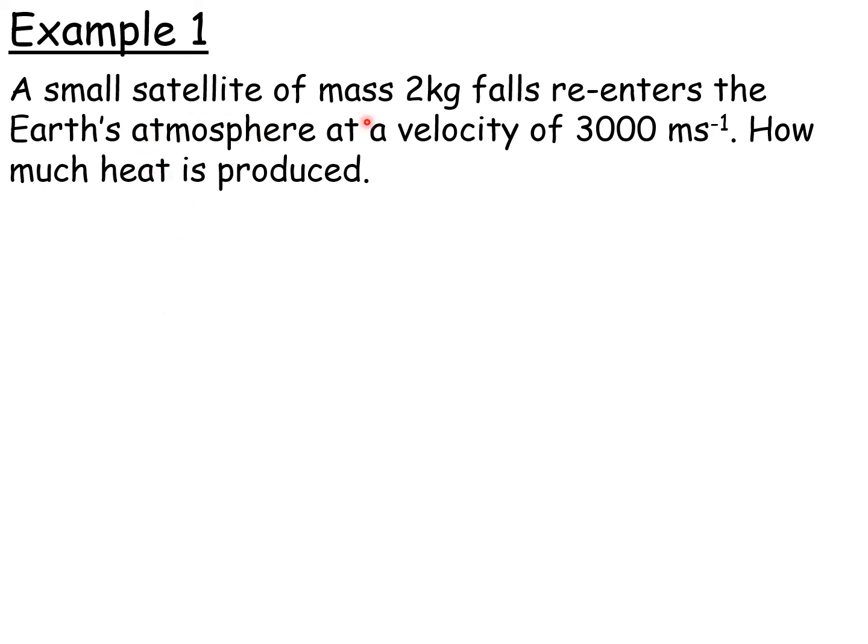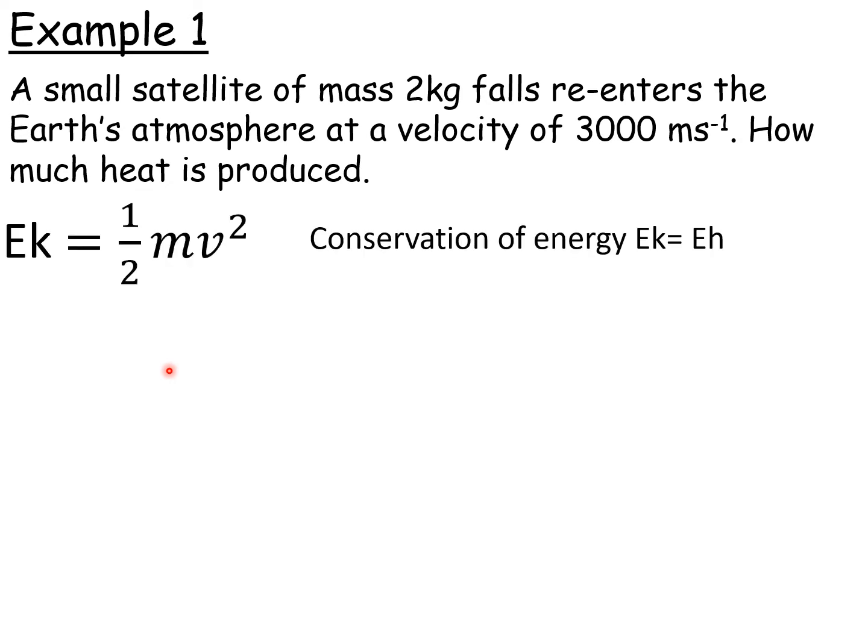So, a small satellite of mass 2 kilograms re-enters the Earth's atmosphere at a velocity of 3,000 meters per second. How much heat is produced? So, pause the video, try it yourself. Now, hopefully, even if you don't know what to do, you should be doing your KFC technique. So we know we're going to use kinetic energy, and it's going to be conservation of kinetic energy to EH.